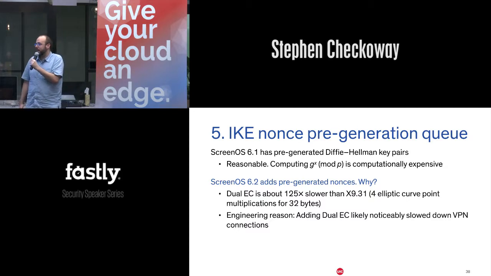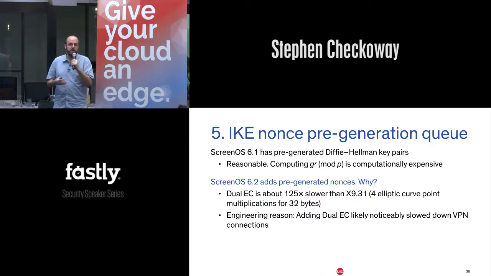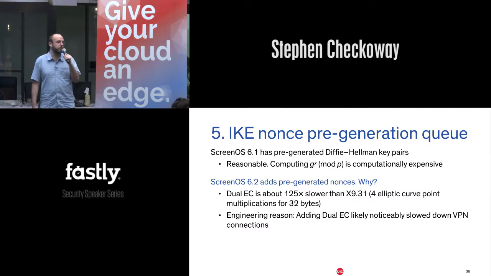So it's probably the case that they implemented Dual EC and they were just testing it and they realized that VPN connections were established noticeably slower than before. And they probably figured out, well, this random number generator is slow, so we'll just generate these in advance, exactly as we do with our Diffie-Hellman keys. So that kind of makes sense to me, although I think I might not have gone with this random number generator if it was so much slower than what I had before.